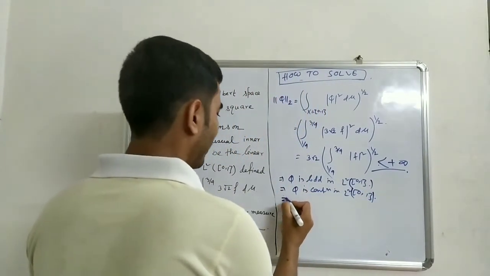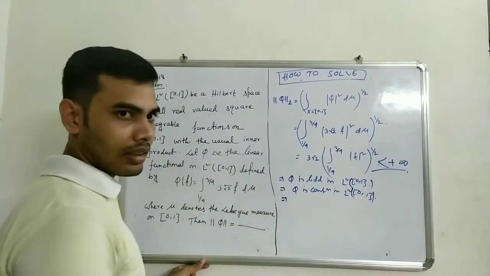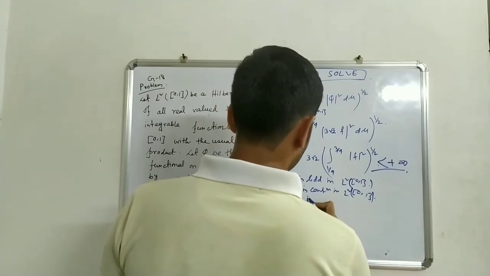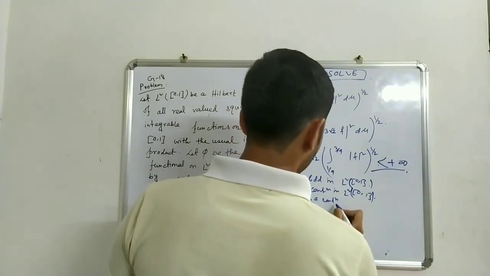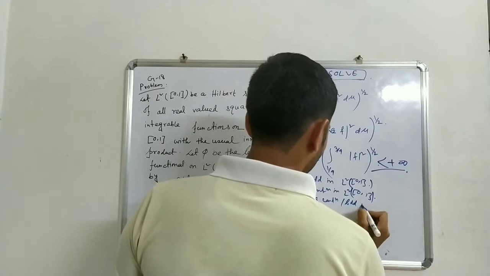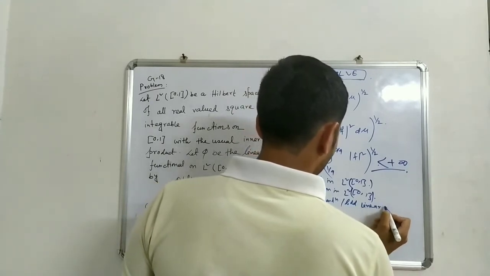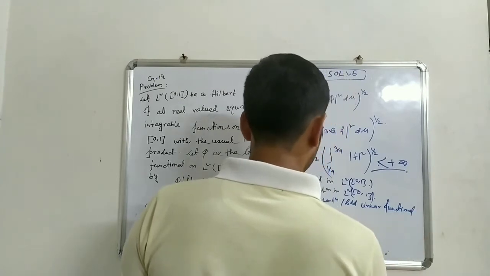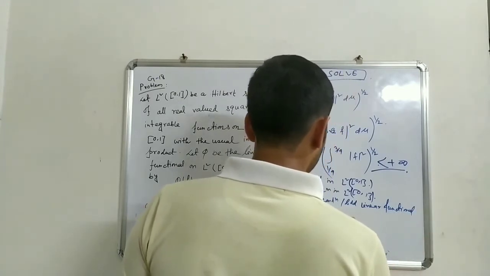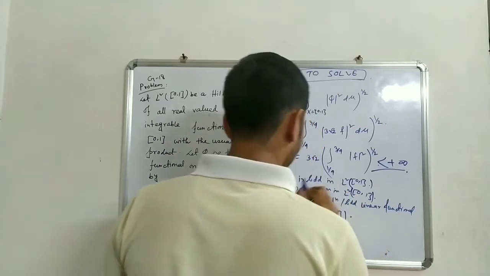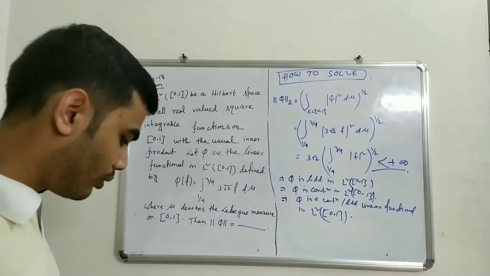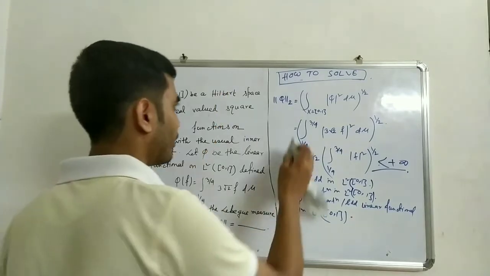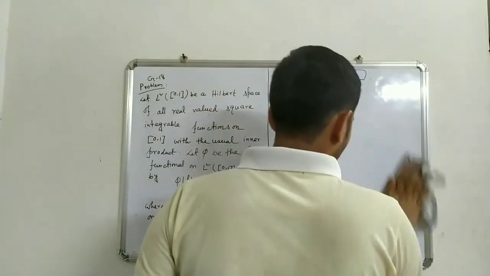So that means also phi is a linear functional. That means phi is a continuous or bounded linear functional in L2 closing interval 0 and 1. Clear? So phi is a continuous and bounded linear functional in L2 closing interval 0 and 1. Now to find what is the function g.